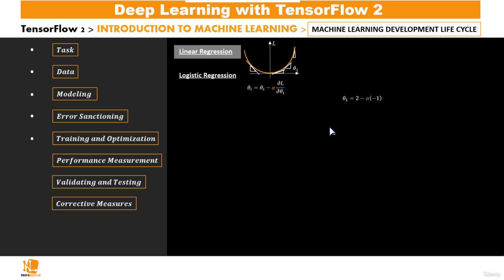Now let's go back to the previous case where we had a positive gradient. In this case, we had seen that we had 2 minus alpha times 1, and if alpha equals 0.1, we have 2 minus 0.1 times 1. So we have theta 1 going from 2 now to 1.9. So we see how we go a step to the left, a step towards our optimal point.